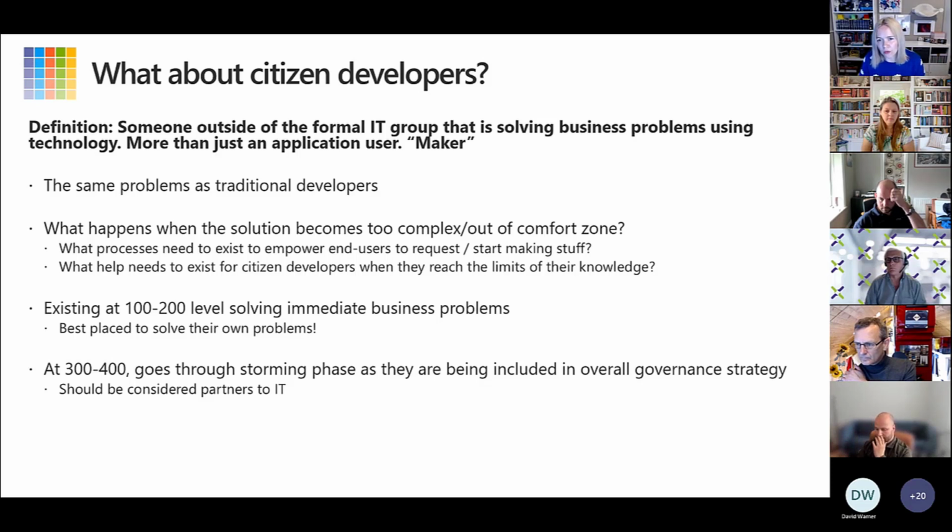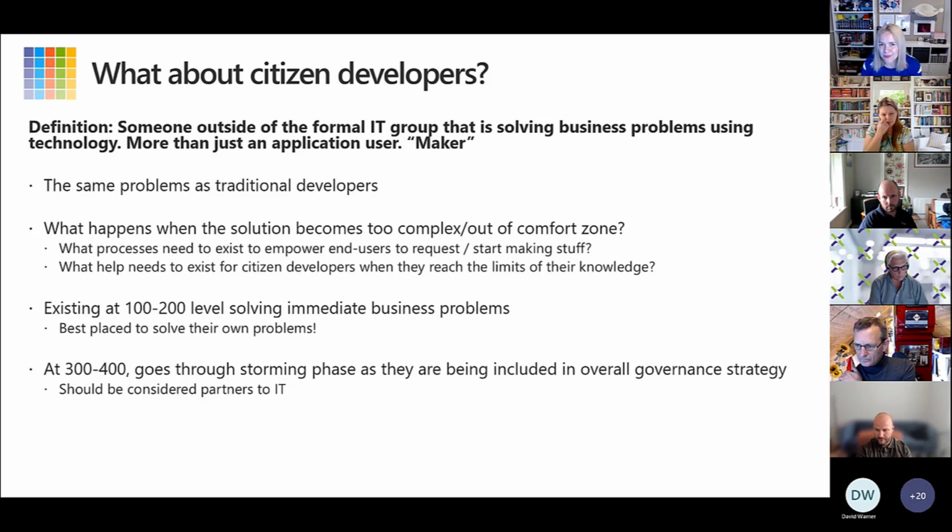But typically they'll hit a point where the solution has either become too complex, or they're way out of their comfort zone and they need help. And what does that need to look like? What type of help do we give citizen developers when they get to that point? Is this an IT burden? Do we understand what that looks like?